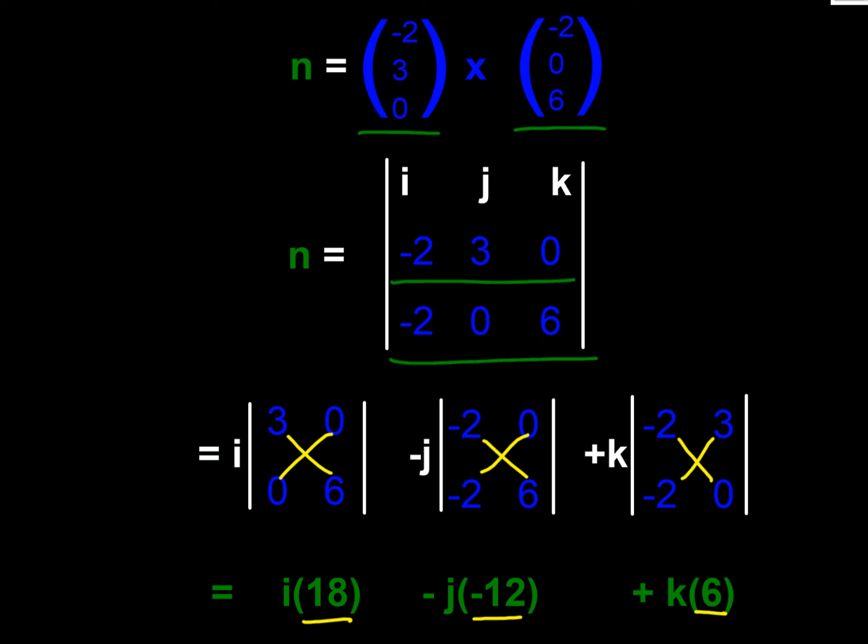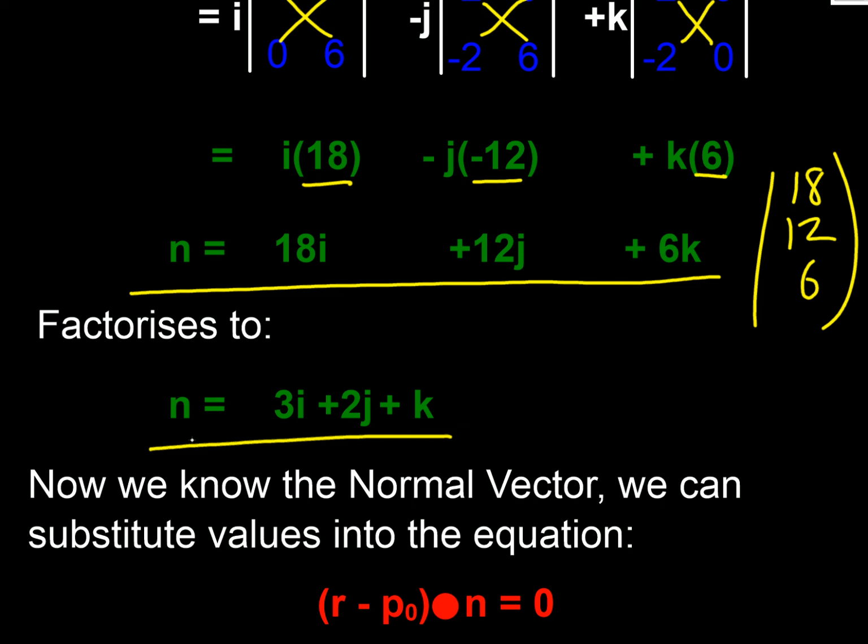So immediately I've got a normal vector, 18, 12, which if I wrote it in column form would be 18, 12, 6. Now that's got a factor in it, so I'm going to take that factor of 6 out because it makes all the calculations easier. So my normal vector is 3, 2, 1. Yeah, 3, 2, 1. So that was pretty quick, wasn't it?